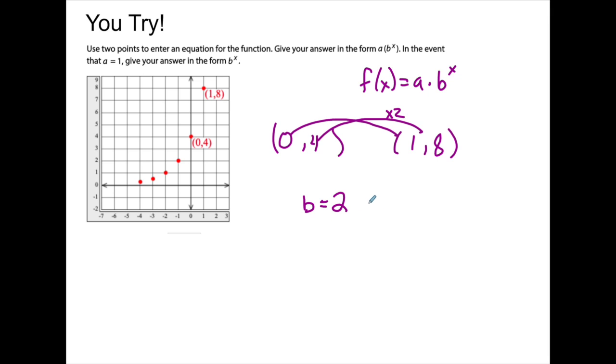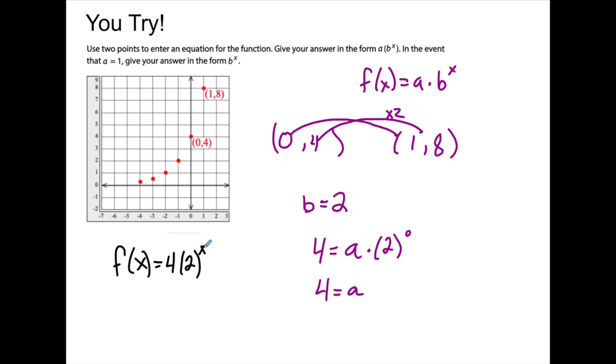Okay? And then, now that I know that, I'm going to plug in 0, because it's nice to raise numbers to the power of 0. So 4 is equal to a times 2 to the power of 0. And anything to the 0 is 1. So 4 is equal to a times 1, which is a. So our final answer is f of x equals 4 times 2 to the power of x.